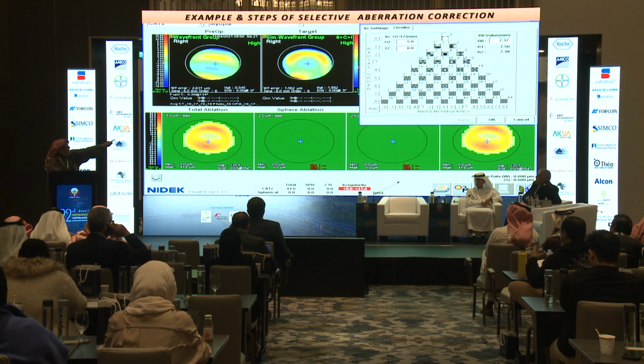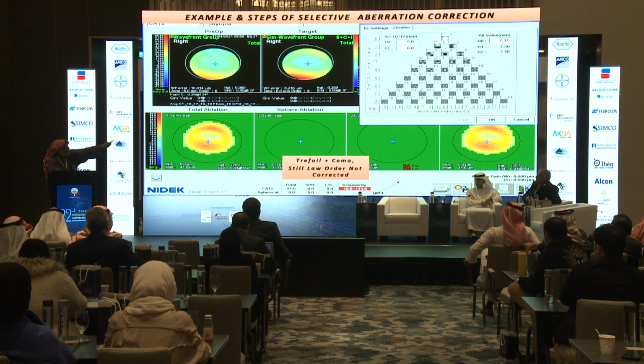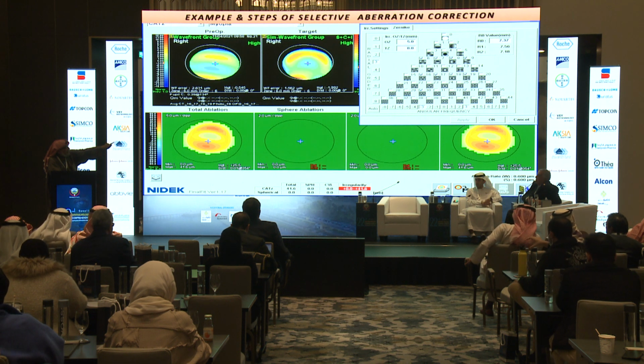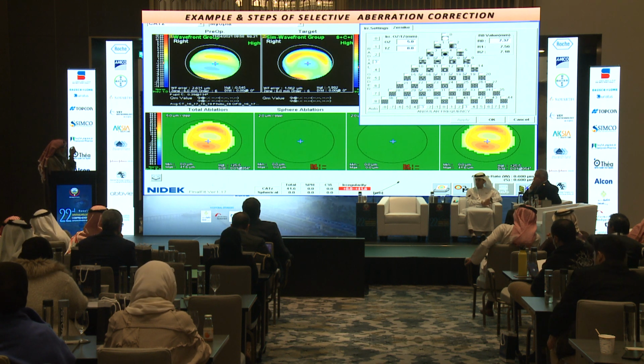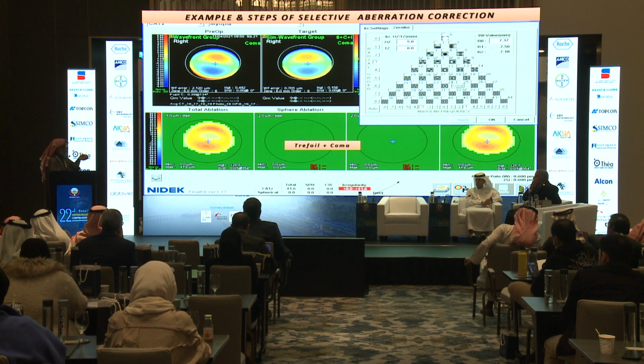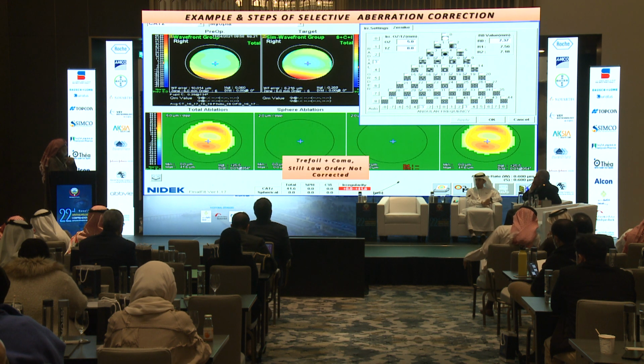Now, look at the screen there. This is before treatment, and this is only the trefoil, and here the coma. You see the coma? Only added a few points. So only by adding a few points, I corrected the coma and the trefoil. By 41 microns, these are improving. And look at the total high order, 2.6 becoming 1.5. Very good. But the total is not really improving. It is 10 becoming 6.